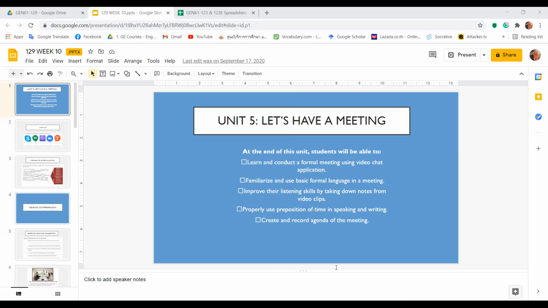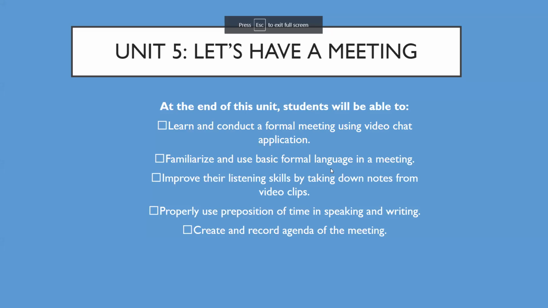I would like you to check your book, if you have your book now. You can refer to your book as well on Unit 5. So Unit 5 is "Let's Have a Meeting." Now this unit talks about having a conference or a meeting online, right? So in this unit, you will learn expressions that are used during an online conference or meeting.